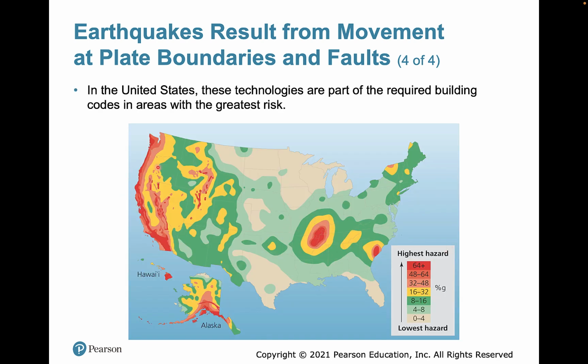So here on the East Coast, our earthquake hazard is low, but we are not immune to earthquake hazards. Out in the West, the building codes tend to be more stringent to deal with earthquake issues.